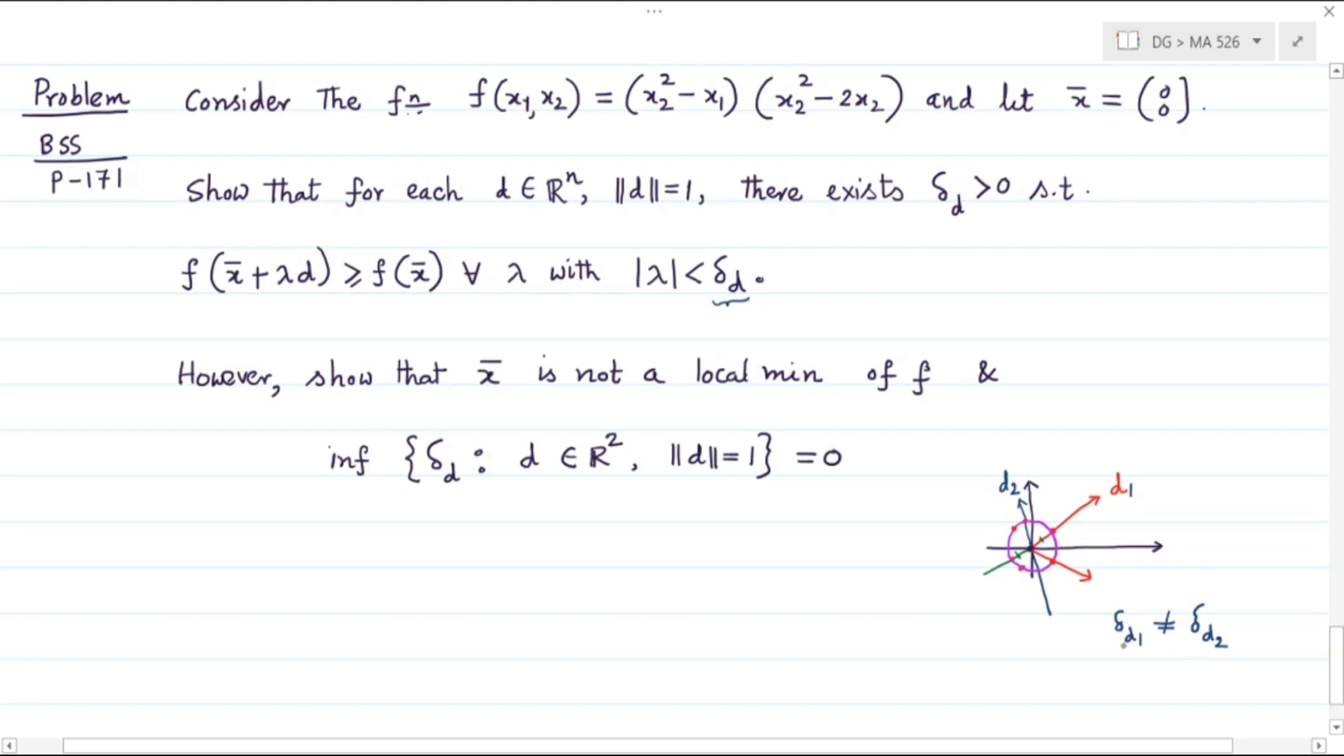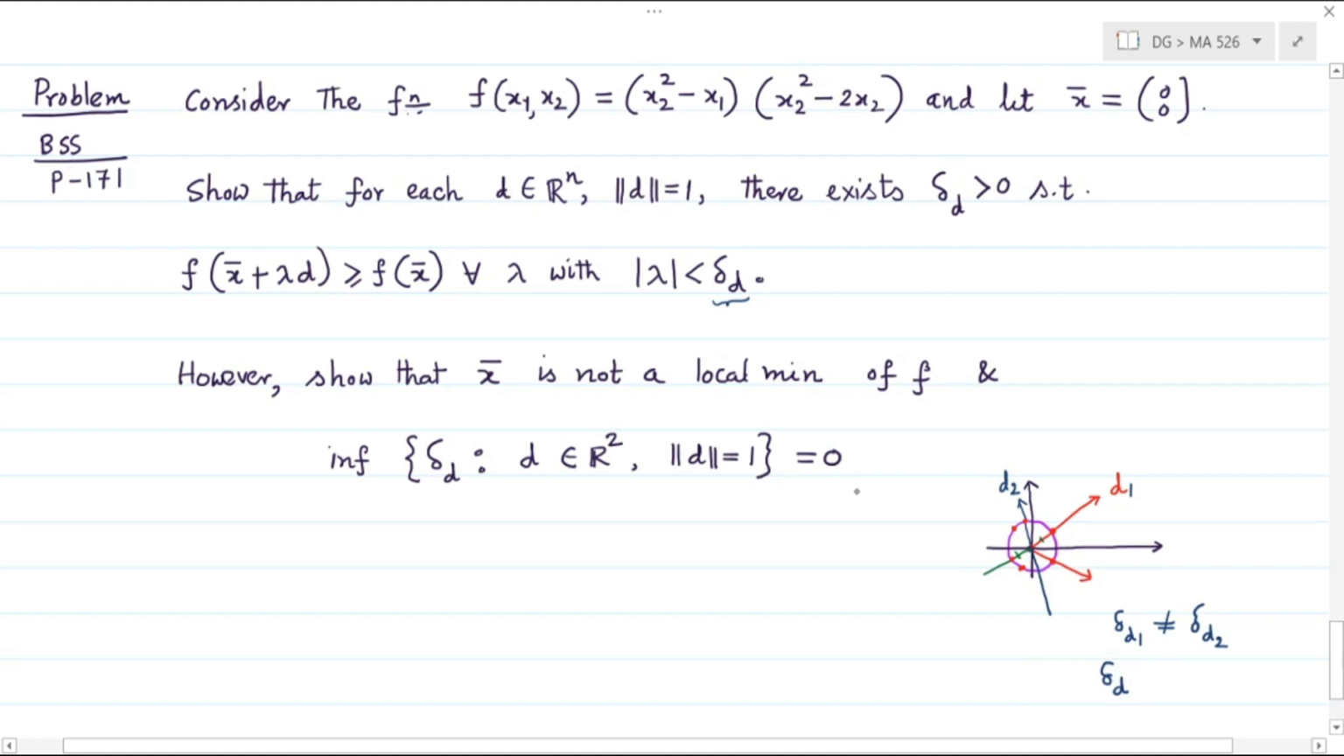And not only that, we note that this delta d is really a function of d. It depends on this d. If you vary d, accordingly this delta d gets varied. This length in which you realize the inequality f of x bar plus lambda d is greater than or equal to f of x bar gets varied once you vary this d. And if you take the infimum value of this delta d, that is equal to 0. That is what this result says.